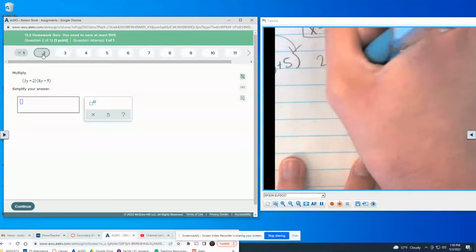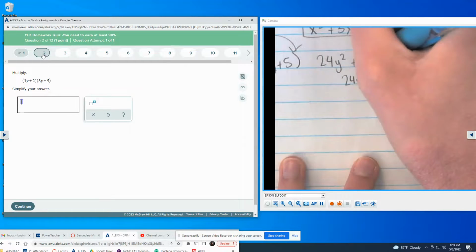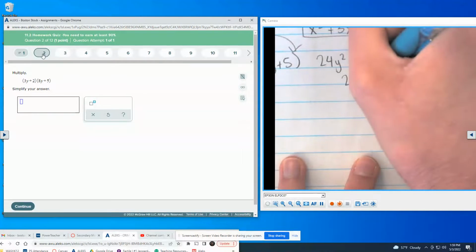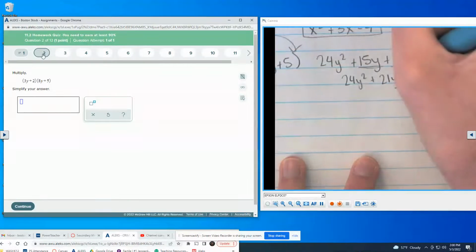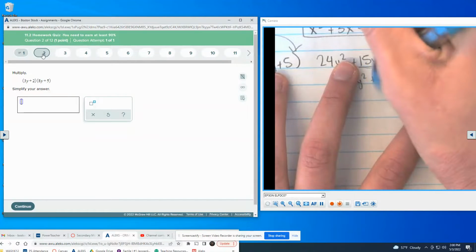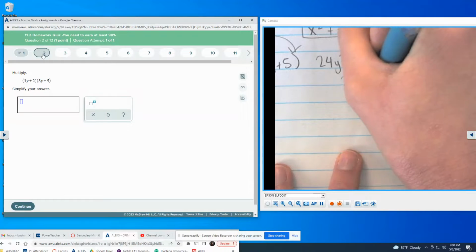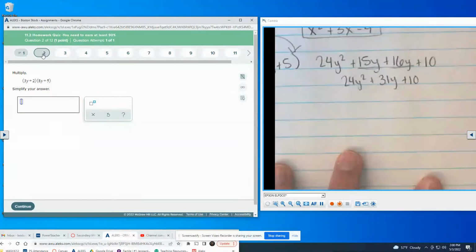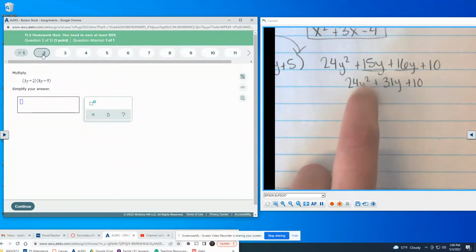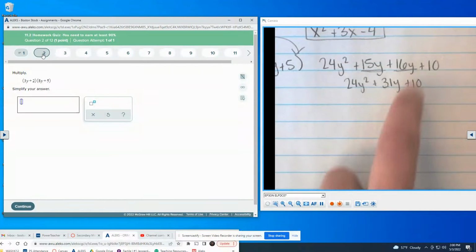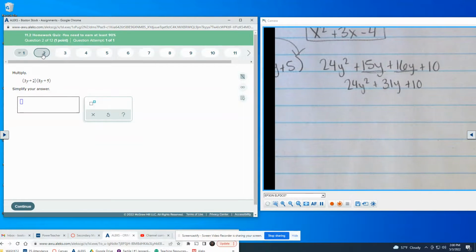From here, I combine like terms. Again, if you're kind of confused on what I'm doing, make sure you watch the lesson video first. So when I combine like terms, I still have the 24y squared. These would combine to get 31y plus the 10. So 24y squared plus 31y, not 21, plus 10.